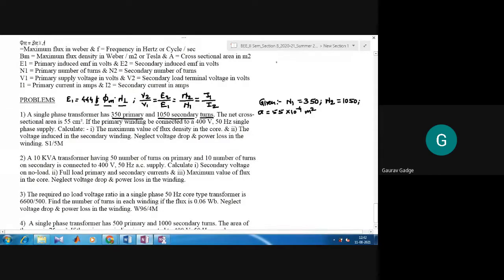So what we have is a transformer. This transformer has two sides, the primary side and the secondary side. So this is primary, this one is secondary. Both sides are wound with a certain number of turns. On this side, the number of turns is N1, which is 350. On this side, the number of turns is 1050, that is N2. So N1 and N2 are the number of turns of the primary and secondary side.